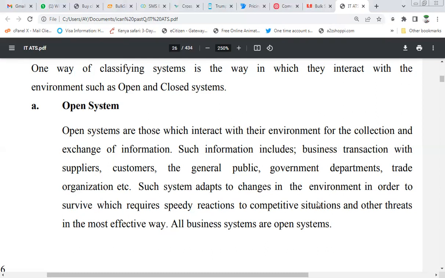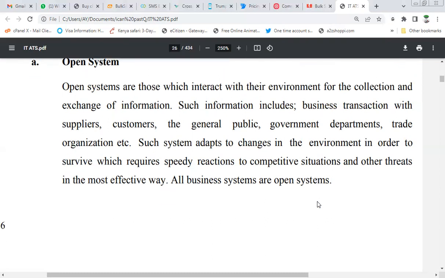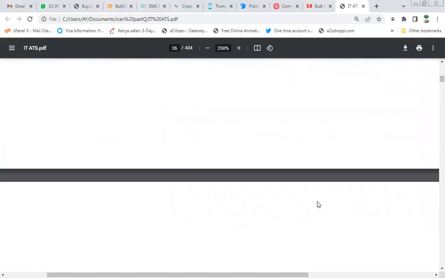They now said all business systems are open systems. So if you are into business, then an open system is one where the individuals or characters involved are very flexible. They are open to any situation that comes their way. And if there's a threat or any important information, they easily react to it, sharp, sharp. So that's an open system. Let's go to a closed system.